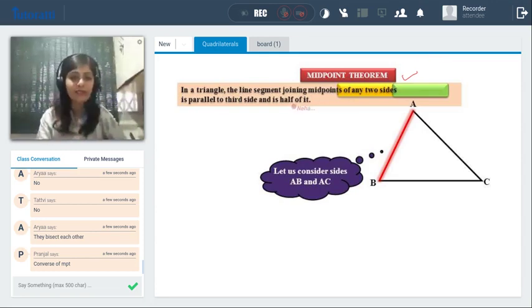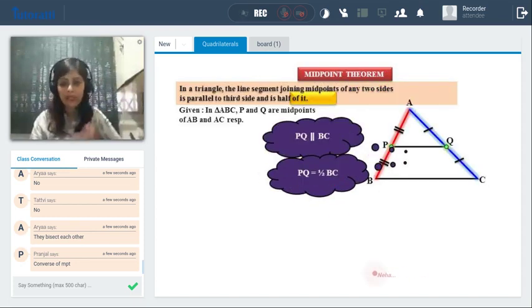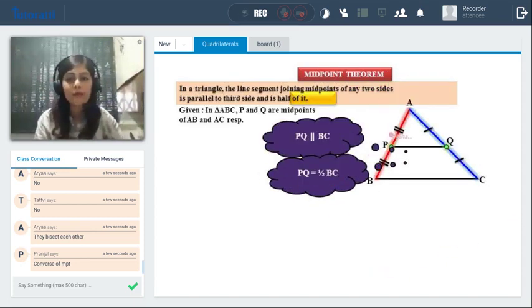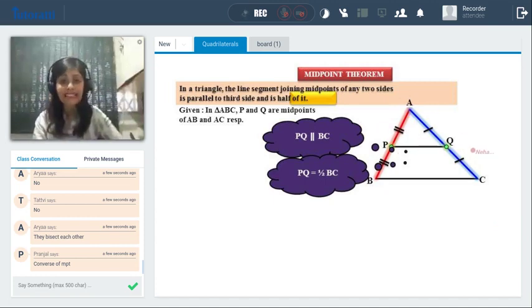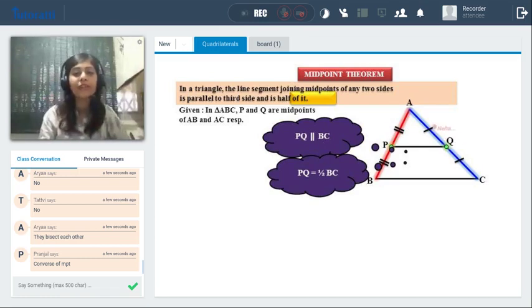Let's quickly go through the statement. In a triangle, the line segment joining midpoints of any two sides. So we have triangle ABC. Let's consider those two sides to be AB and AC. I have taken P as the midpoint of AB and Q as the midpoint of AC. So if we have a line joining two midpoints, what do I need to prove? I need to prove that this line PQ is parallel to the third side BC.